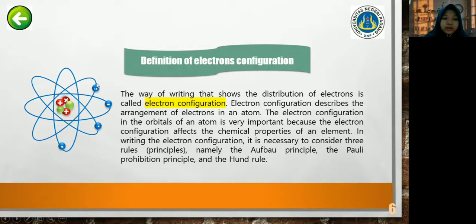Here, we look at an animation that describes the atom, where in the core there are protons, which have a positive symbol, and the green ones are neutrons, and those that move around are called electrons, which are given a negative symbol. And the blue line is the orbital for electrons.